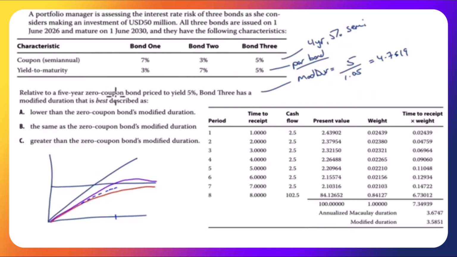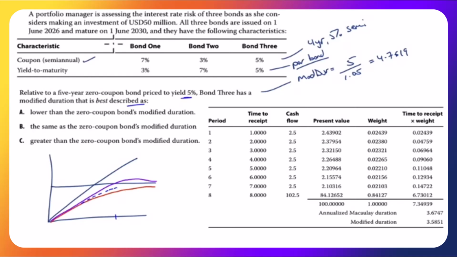Okay, this question is asking us a relative question here. Relative to a 5-year zero coupon bond priced to yield 5%, bond 3 has a modified duration that is best described as. I got a little bit of a problem with this question. Okay, we have a zero coupon bond priced to yield 5%. All the bonds we are looking at, bond 1, bond 2, bond 3, the coupon is semi-annual.